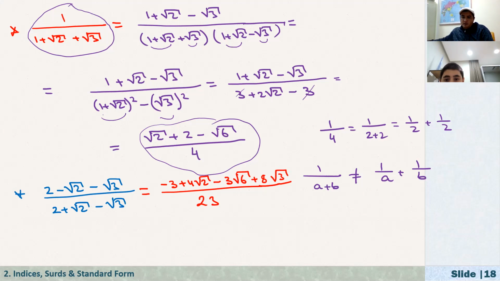Okay. Let me check the answer. Yeah, actually it should be all plus. Why did you get minus here? I have plus 4 times square root of 2, 6. I got a different answer. Okay, let's just keep this.